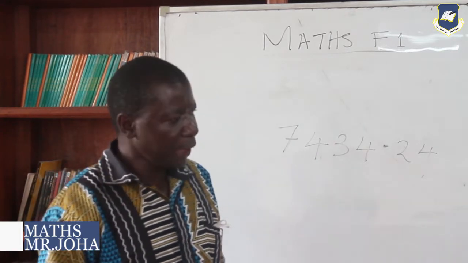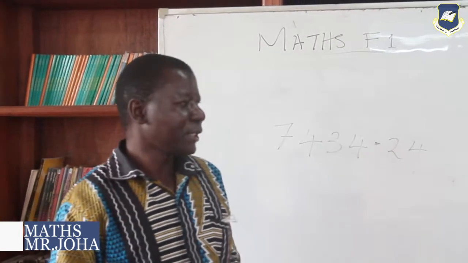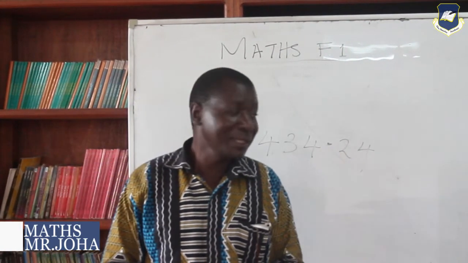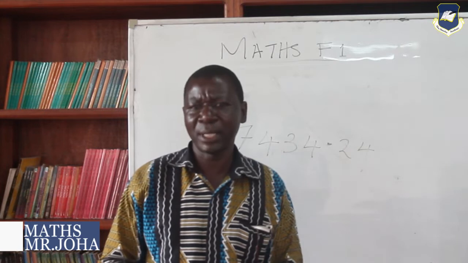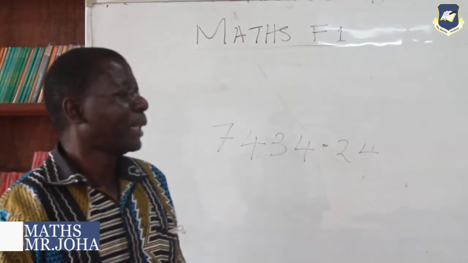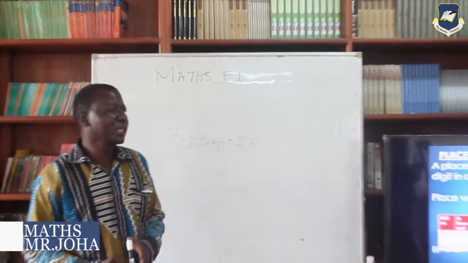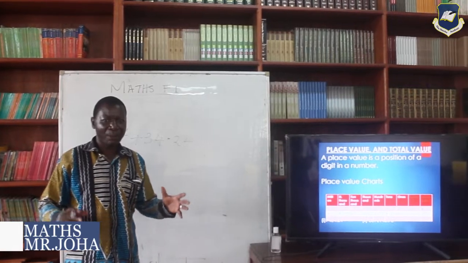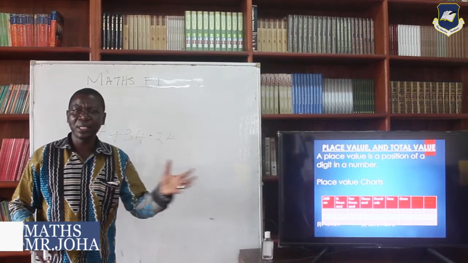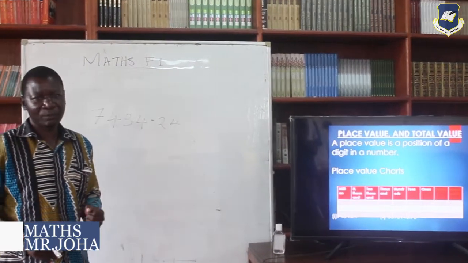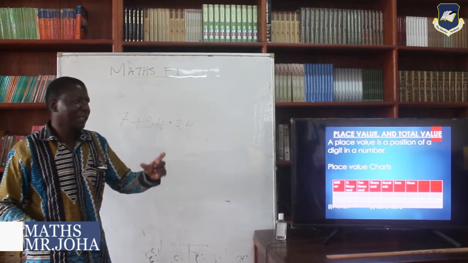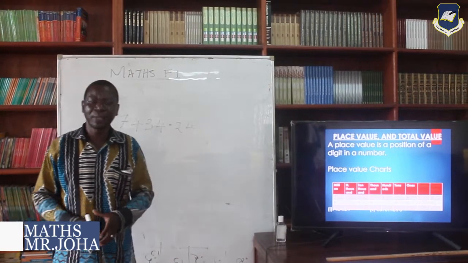Now, if we want to look at a place value in a number, we may ask ourselves, what is a place value of a number? Now, to define this, a place value of a number is a position of a digit in a number. Putting in mind that a number is made up of several digits, the place value of a single digit in that particular number is what we are calling the place value.